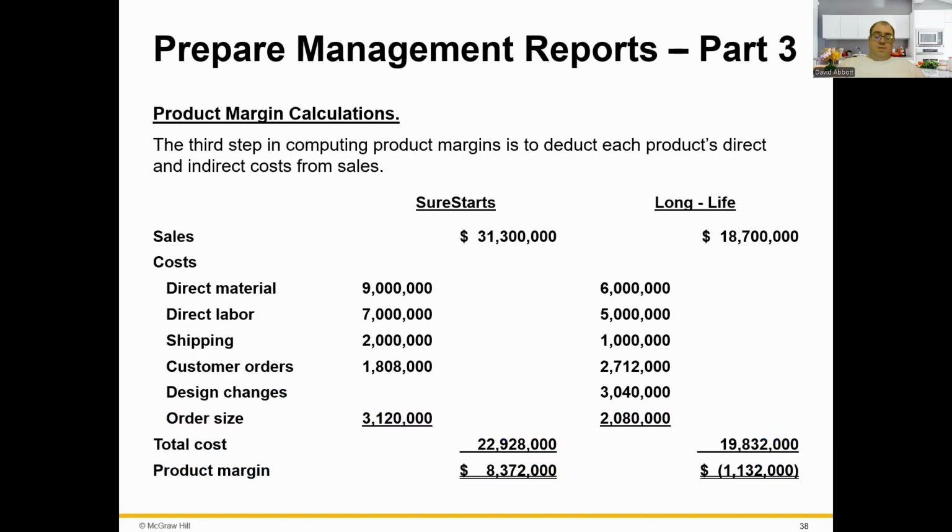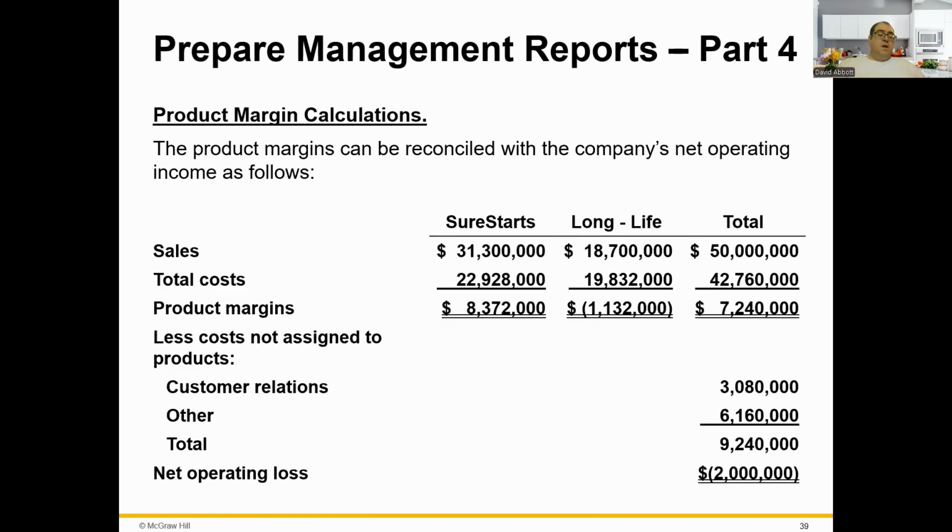The third step is to compute product margin, which is $8,372,000 for Sure Start and a loss of $1,132,000 for Long Life, by deducting each product's direct and indirect costs from its sales. The product margins can be reconciled with the company's net operating income as shown.